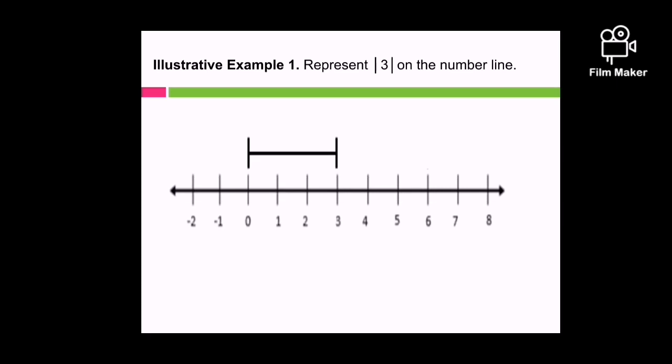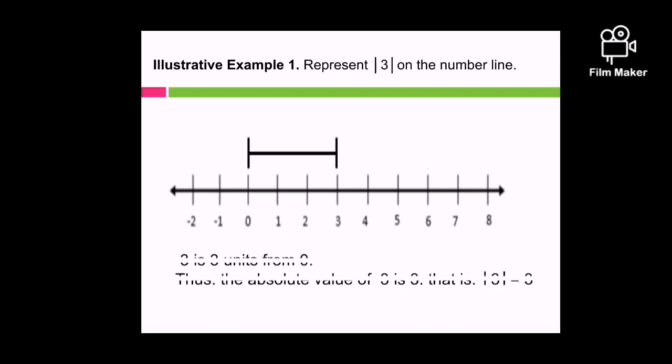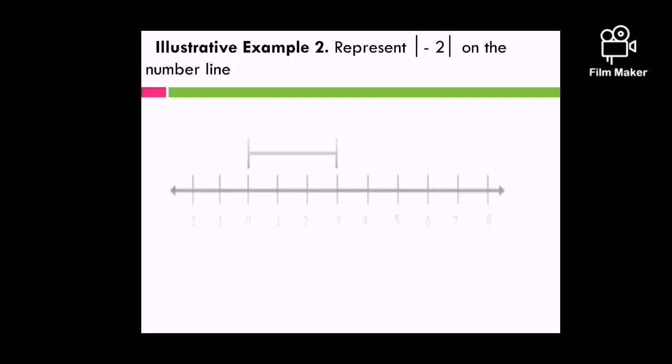So for example, represent the absolute value of 3 on the number line. As you can see, pag sinabi ng absolute value, it is the distance. It is the distance from 0 to 3. The meaning of absolute value of 3 is the distance from 0 to 3. So, as you can see, if we count from 0 to 3, 3 is 3 units from 0, thus the absolute value of 3 is 3. So that is, the absolute value of 3 is 3.